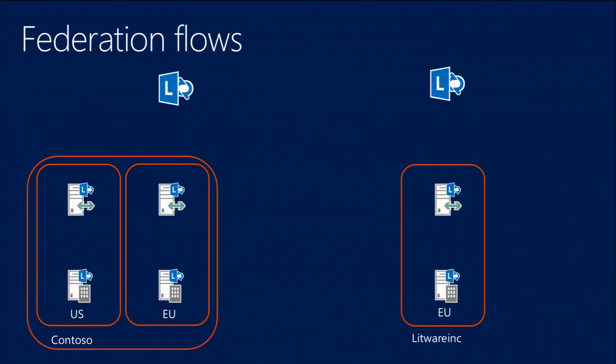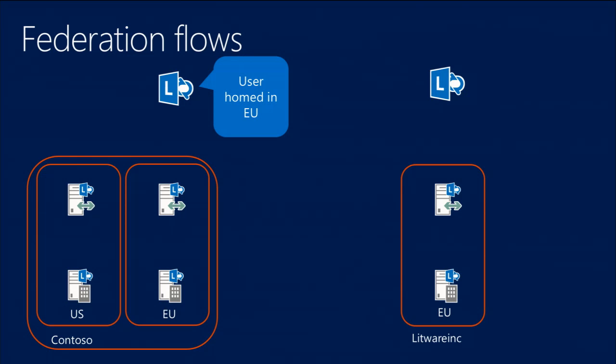But wait, there's more. Federation. What about the flow of federation, right? Because federation is an interesting creature, because when we configure it inside of Lync Topology Builder, we have to select the federation edge, right? We can't all be the federation edge. We're not all special. We have to pick one of the edge pools to be the federation edge pool for signaling, right, for SIP.